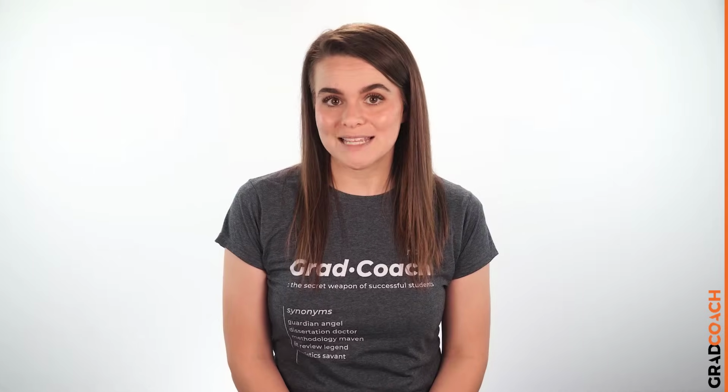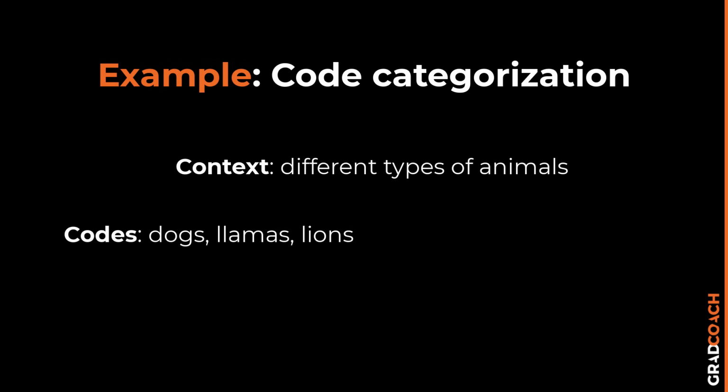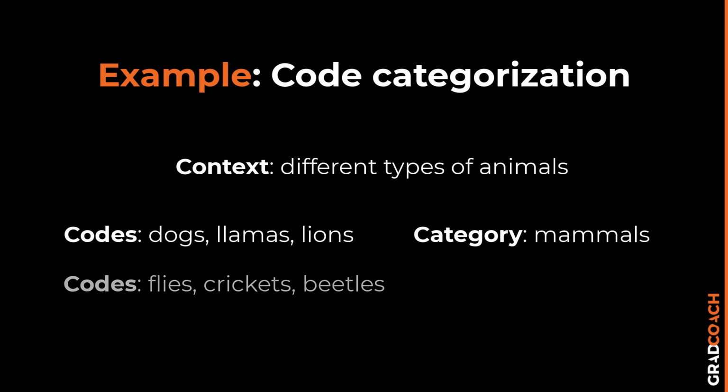Let's look at a practical example. If you were discussing different types of animals, your codes may include dogs, llamas, and lions. In the process of code categorization, you could label, in other words, categorize, these three animals as mammals, whereas you could categorize flies, crickets, and beetles as insects. By creating these code categories, you will be making your data more organized, as well as enriching it so that you can see new connections between different groups of codes.